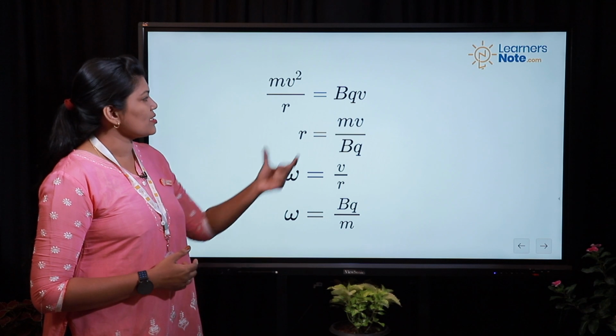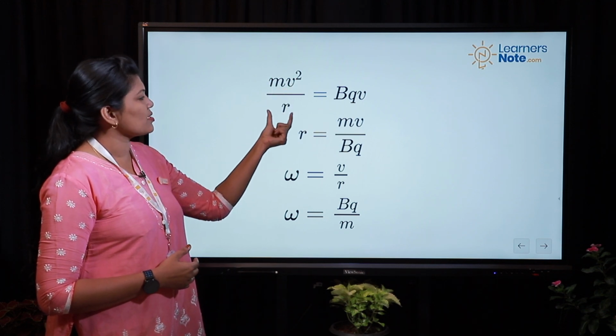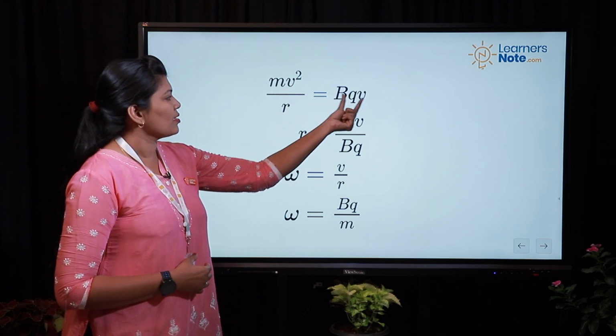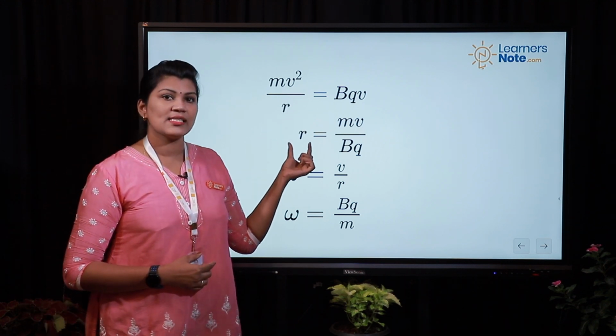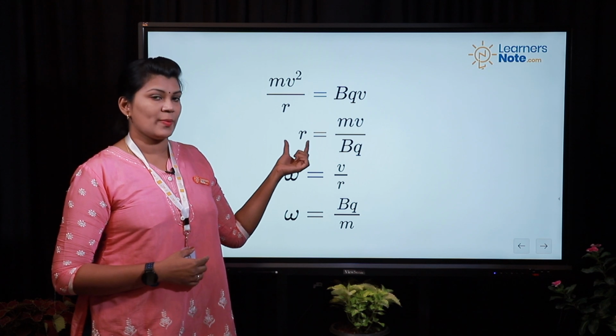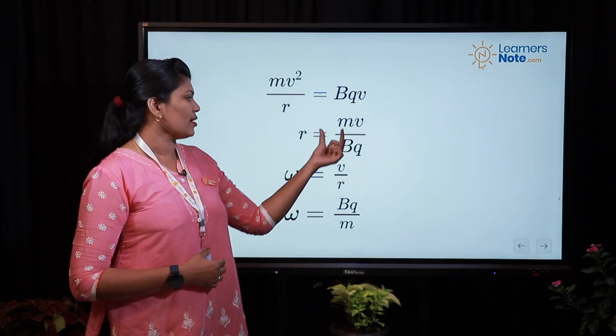Here we are equating these two equations, that is, centripetal force is equal to BQV. Then from this relationship we can find the value of r. Here r is the radius of that circular path. r is equal to mv divided by bq.